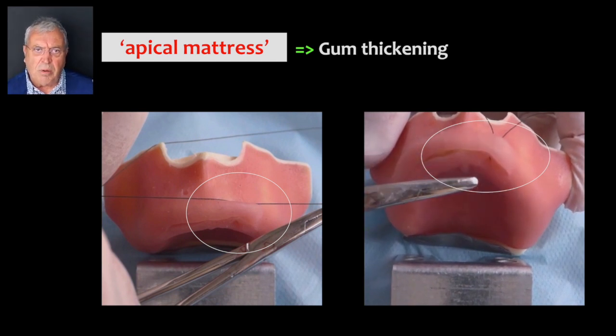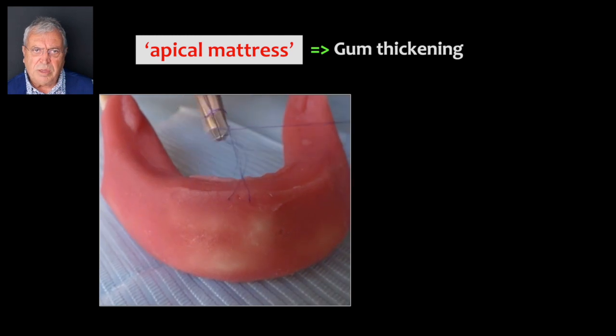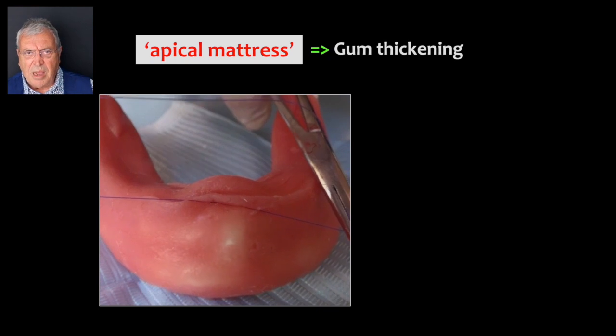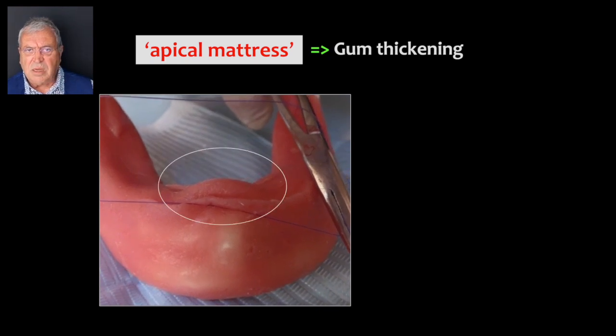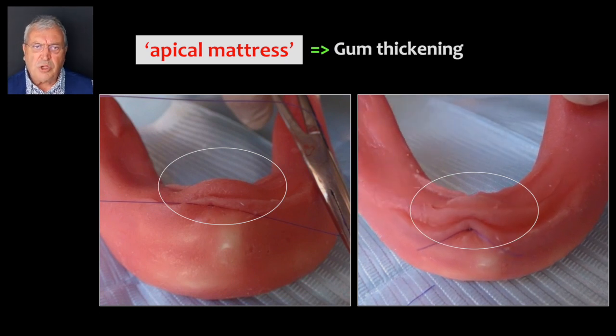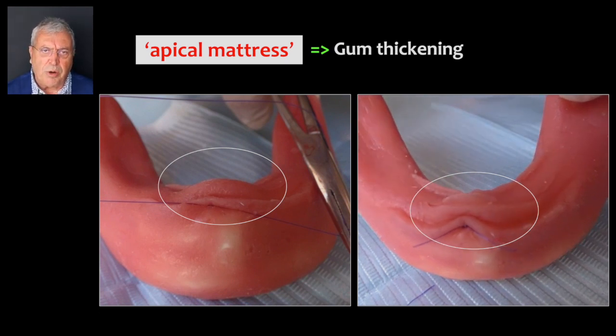Same in the mandible. When we tighten, we see the increase of the thickness. At the same time, we can see that we have too much soft tissue. Then we are sure that when we do the primary closure, we have zero tension.